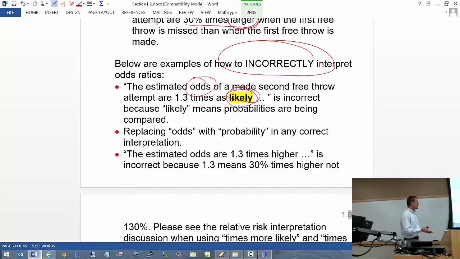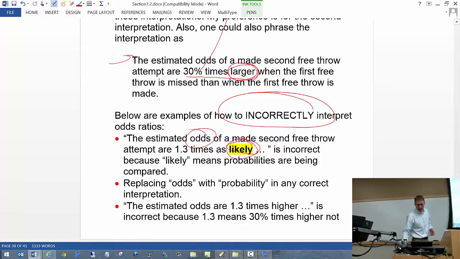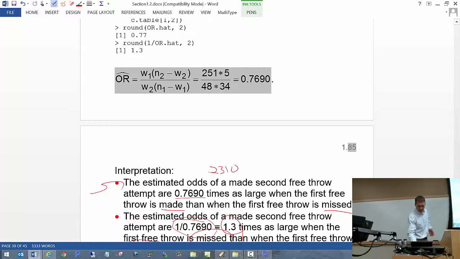Also, don't replace the word odds with probability. So in terms of my original interpretation here, don't put probability there. Don't put the word likely there either. Okay? I have seen that happen.